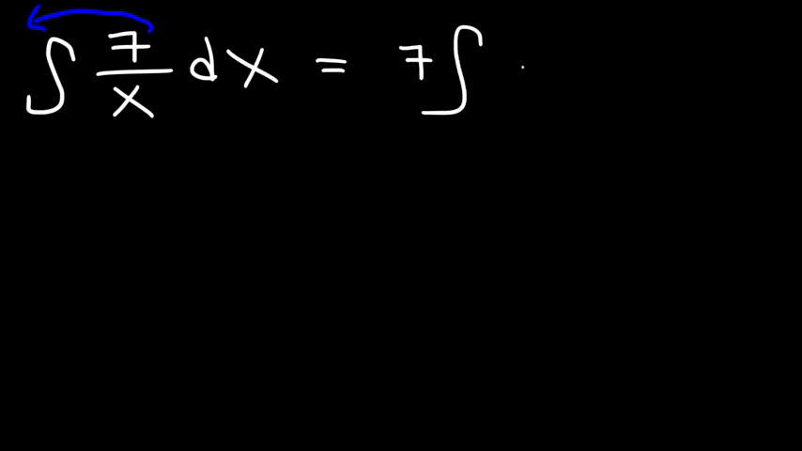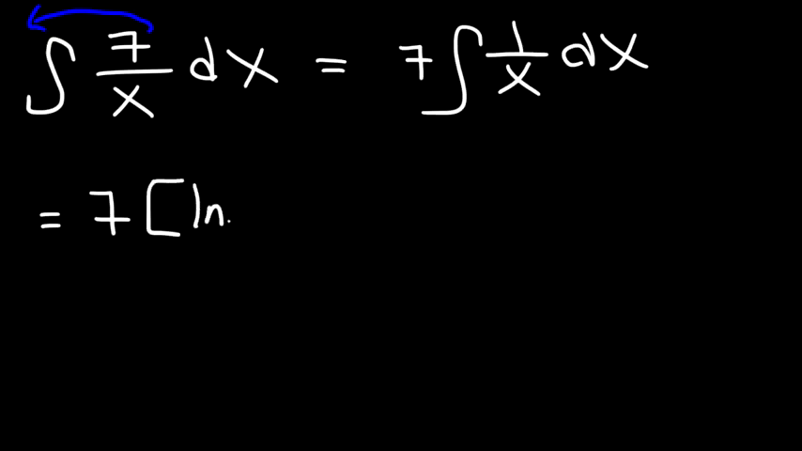Try this problem. Find the antiderivative of 7 over x dx. Now this is very similar to the previous problem. We just have a number on top. Now let's move that constant to the front. So this becomes 7 integral 1 over x dx. Now we know the antiderivative of 1 over x. You just need to know that it's ln x. And so this is our answer, 7 ln x plus c.